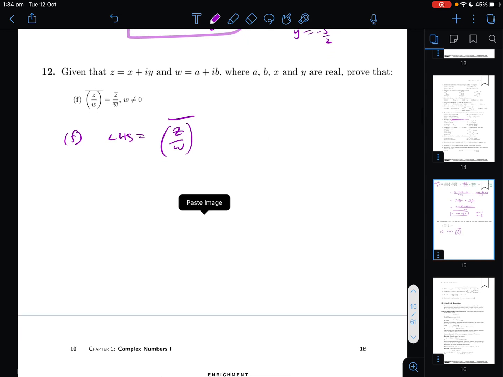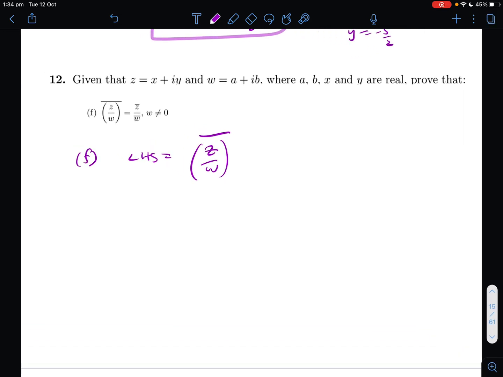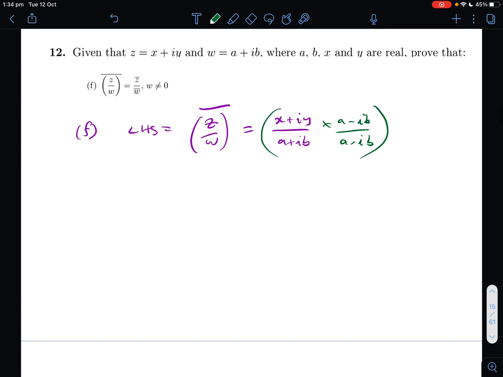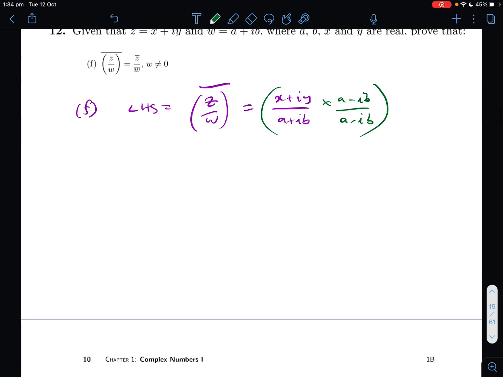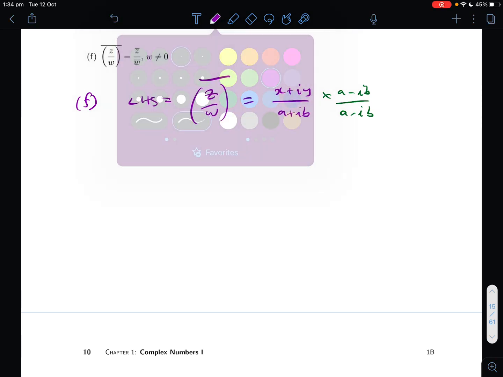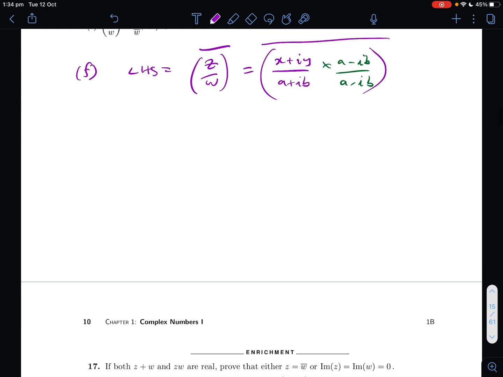Now, how do you find the conjugate of something? You find the real and imaginary parts, and you take the imaginary part and make it negative. So we're looking for z, which is x plus iy over a plus ib. Just like the previous example, you're going to realize the denominator so you can then separate the real and imaginary parts, because you need a real denominator to separate the real and imaginary parts. We're still looking for the conjugate of that answer.